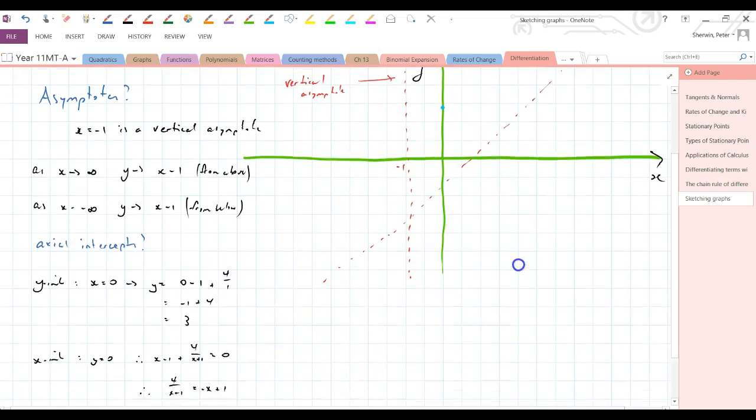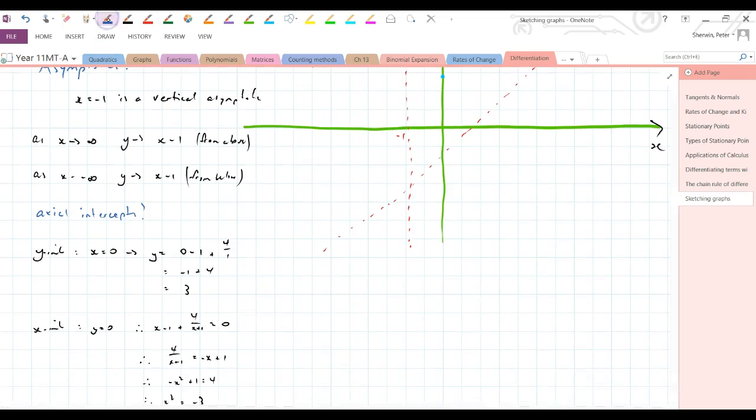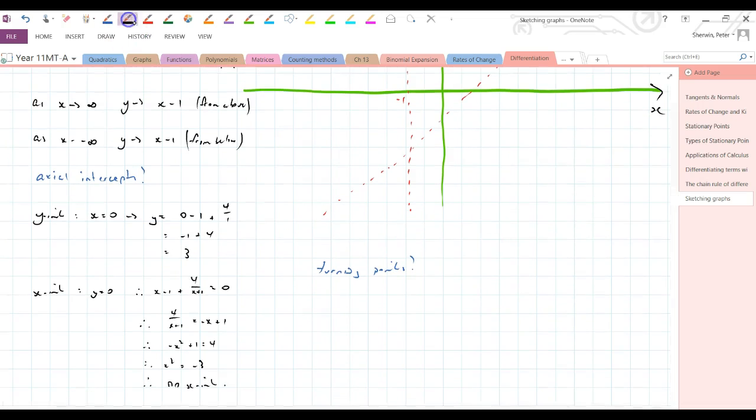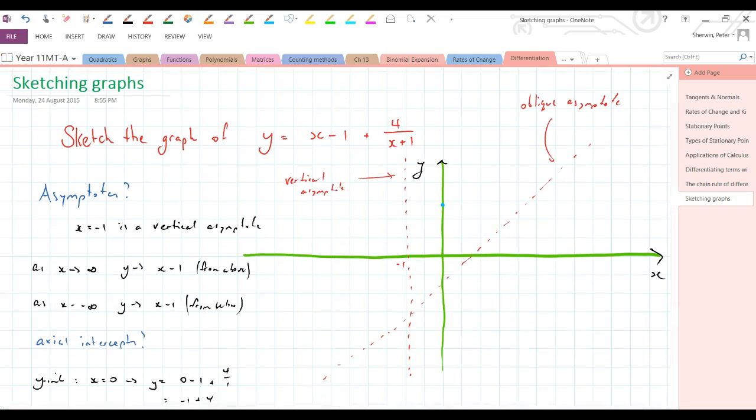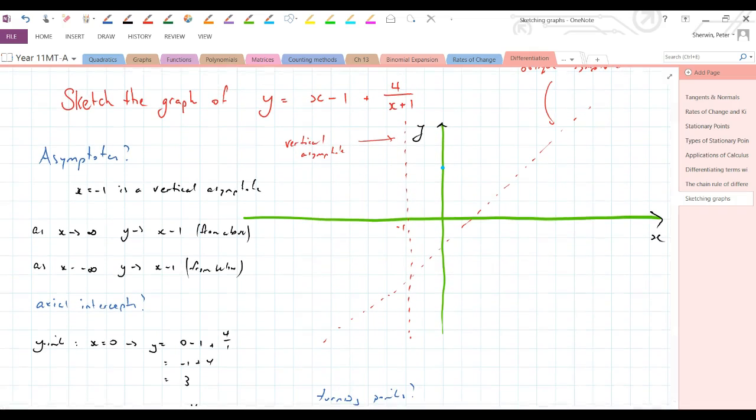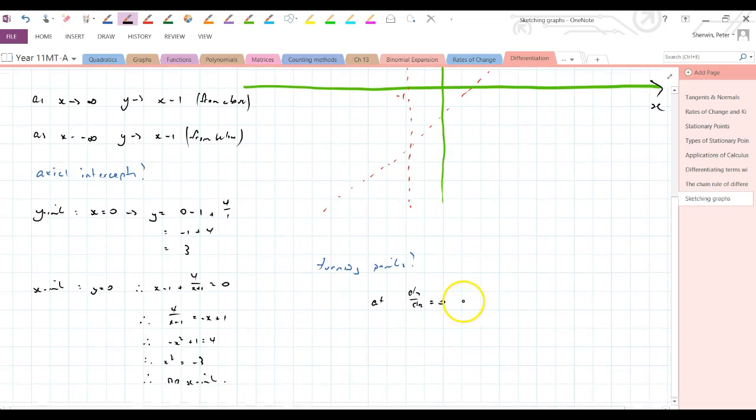Okay, so we're now going to use our calculus knowledge to find out where the turning points are, if there are any turning points. So how do we find turning points? That will be at dy/dx equals 0. So we now need to go up and differentiate y equals x minus 1. So let's get to work on that.